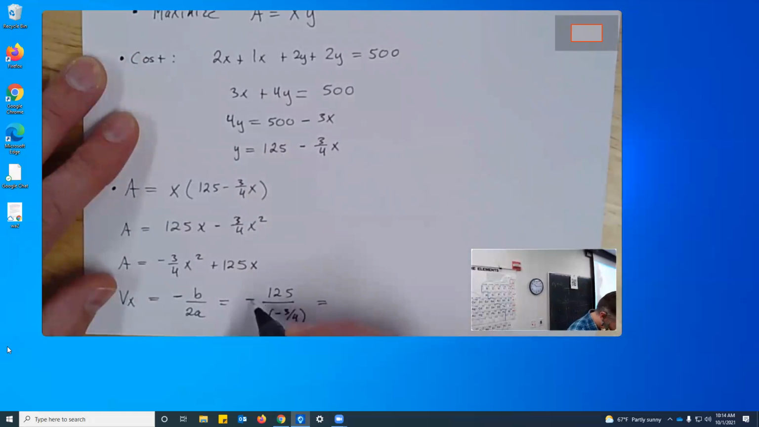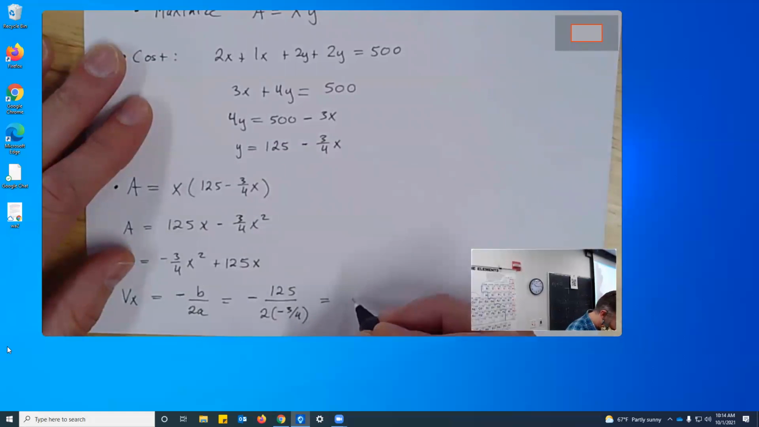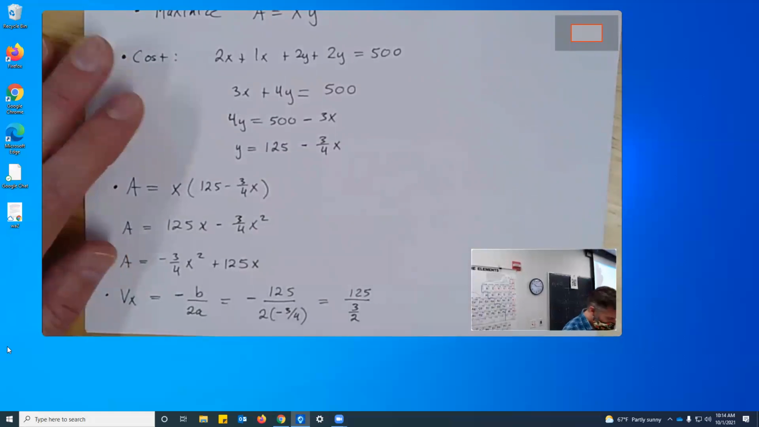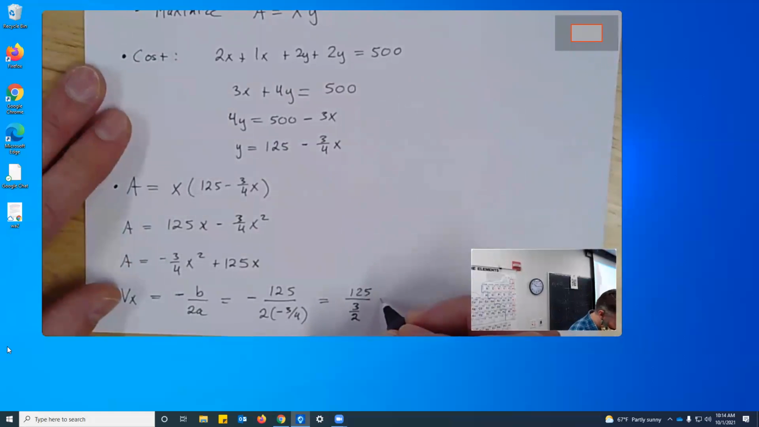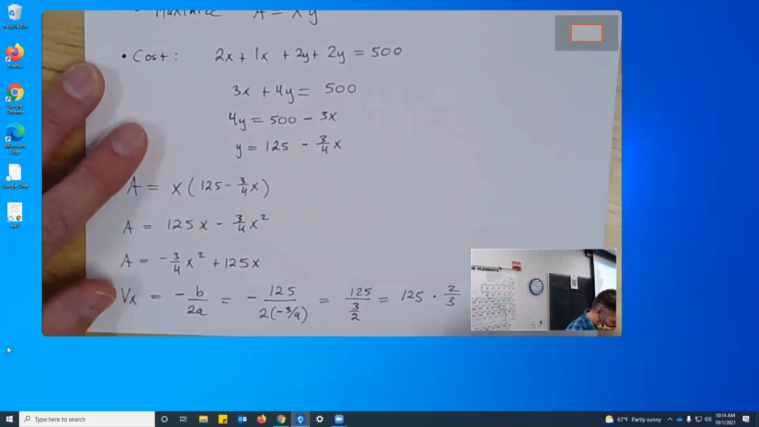So a negative over a negative is going to be a positive, so I can drop those negatives. And we would expect x to be positive. It doesn't make a lot of sense to have a side length with a negative value. 2 times 3/4 is 3/2. And then to divide by a fraction, we multiply by its reciprocal. That's 125 times 2/3. So we end up getting x equal to 250 thirds.